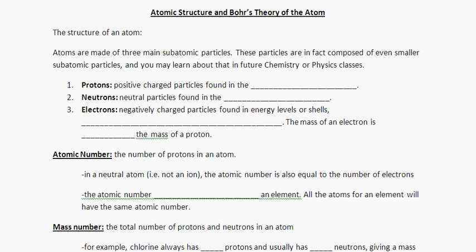In this video, we're going to look at the Bohr model of the atom and do some examples. And we're also going to review atomic structure. So in the previous video, I went over the protons, neutrons, and electrons. The protons are large positive charged particles, and they are found in the nucleus.